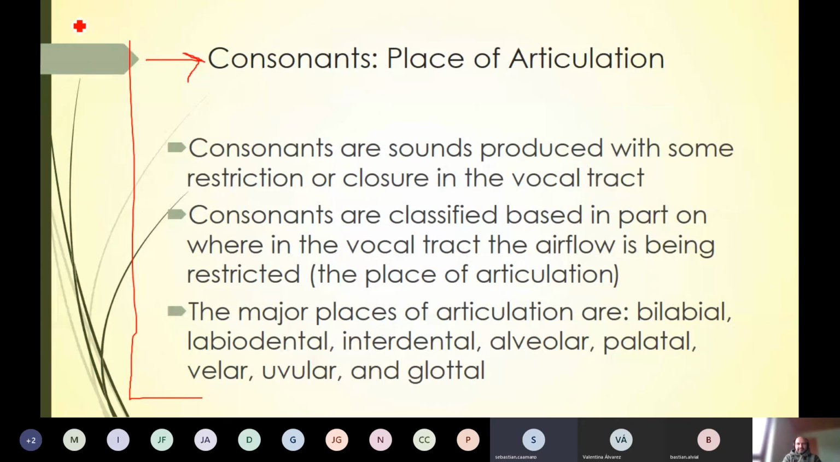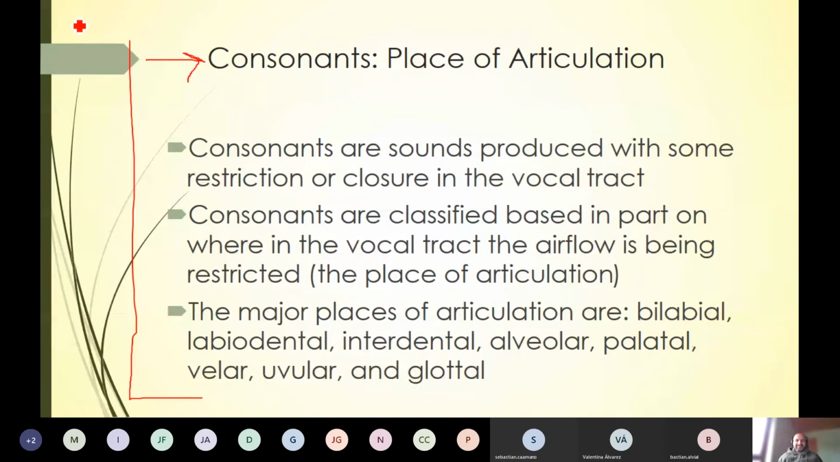Consonants. Place of articulation. Consonants are sounds produced with some restriction or closure in the vocal tract. Consonants are classified based in part on where in the vocal tract the airflow is being restricted. The place of articulation. The major places of articulation are bilabial, labiodental, interdental, alveolar, palatal, velar, uvular, and glottal.